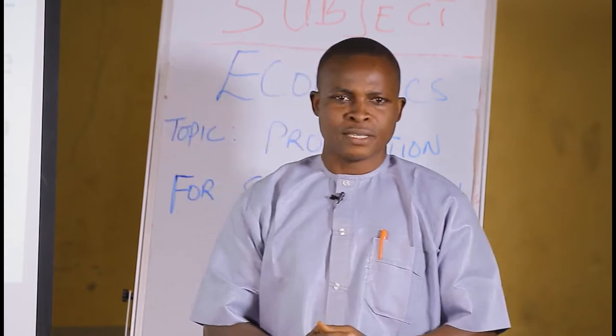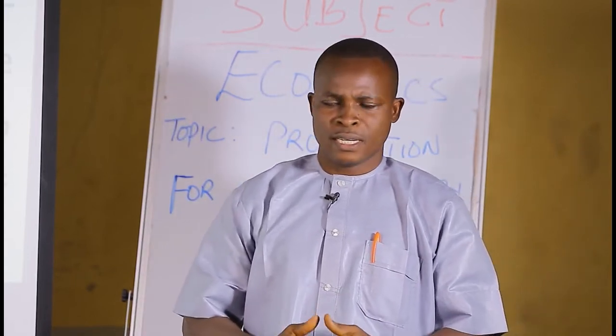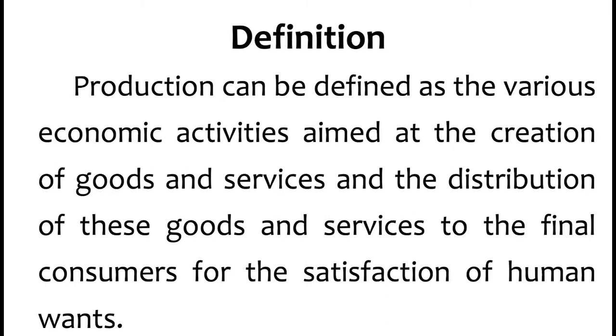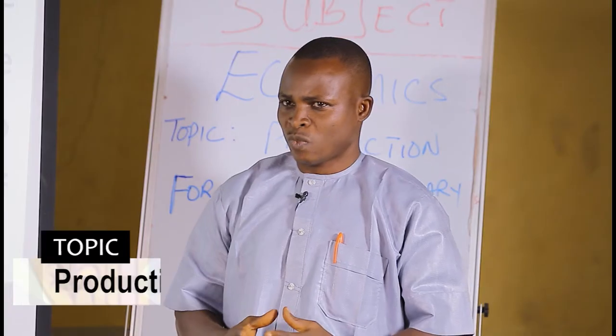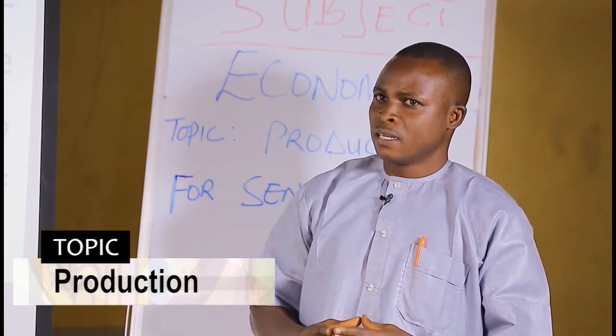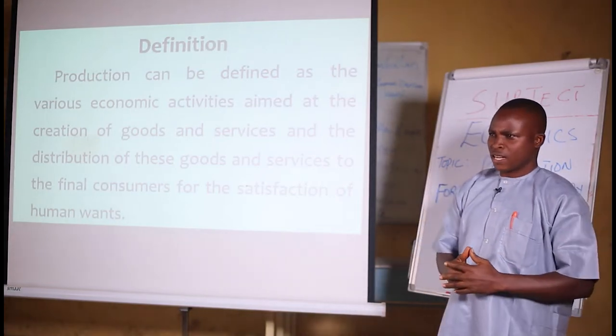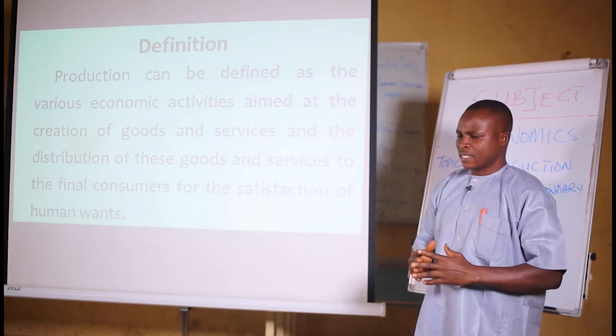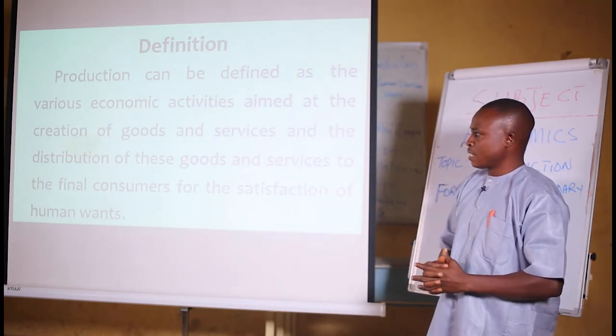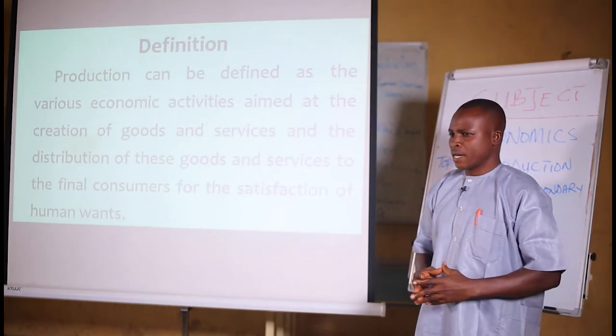Now, let's look at the concept of production, what it entails. Production can simply be defined as the various economic activities aimed at creation of goods and services and the distribution of these goods and services to the final consumer for the satisfaction of human wants. In another way, it can be defined as the creation of goods and services for human satisfaction. The creation of goods and services to satisfy human wants.